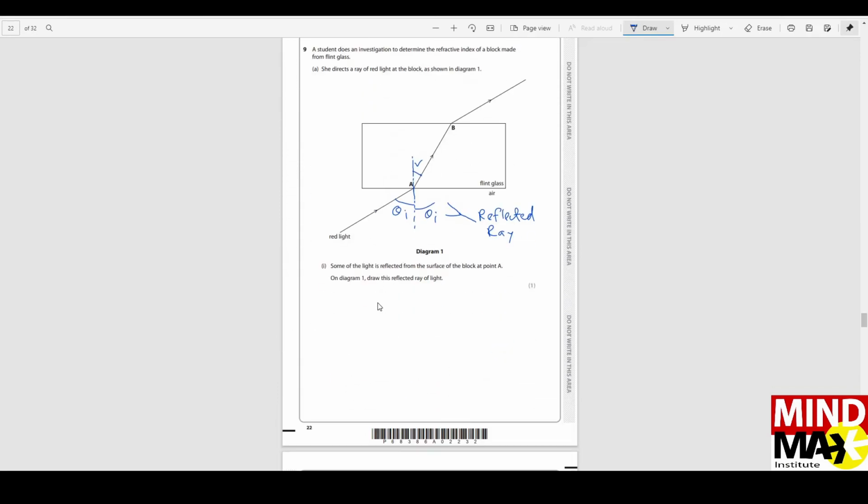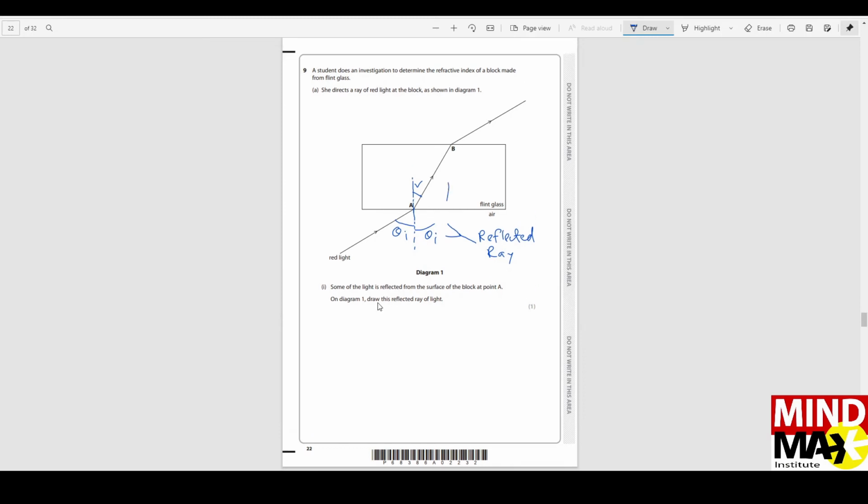Okay. Then number 9, some of the light is reflected from the surface at the point A. So at point A, some of the light is reflected. So this is the reflected ray. Sorry, for some reason it got caught over. Just a moment, let me draw it again. Yeah, this is the reflected ray that we get at point A. And then that's it. This part is done.